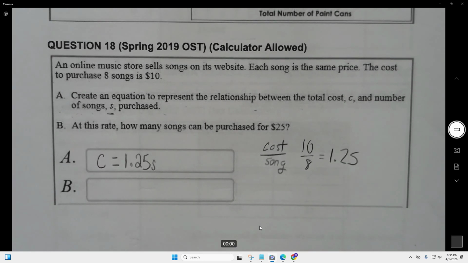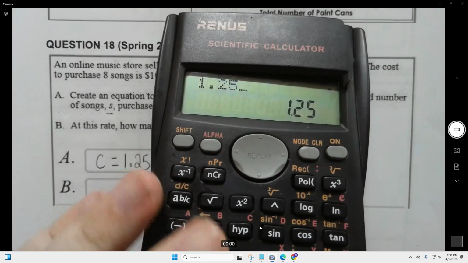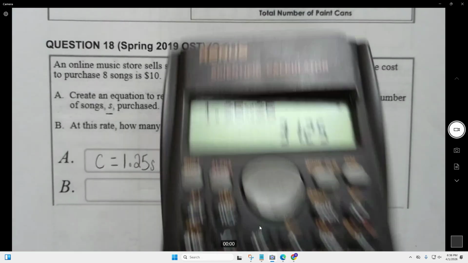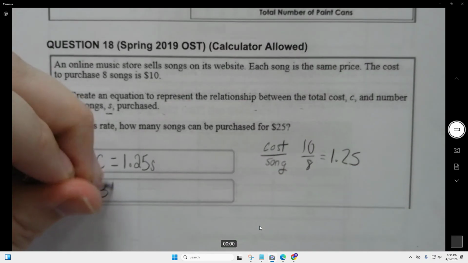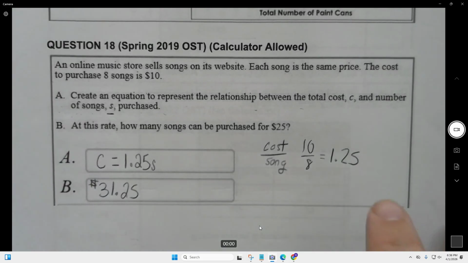Equation done. At this rate, how many songs can be purchased for $25? Well, if it's $1.25 per song, and you're buying 25 songs, you just multiply them, and it is $31.25. That easy.